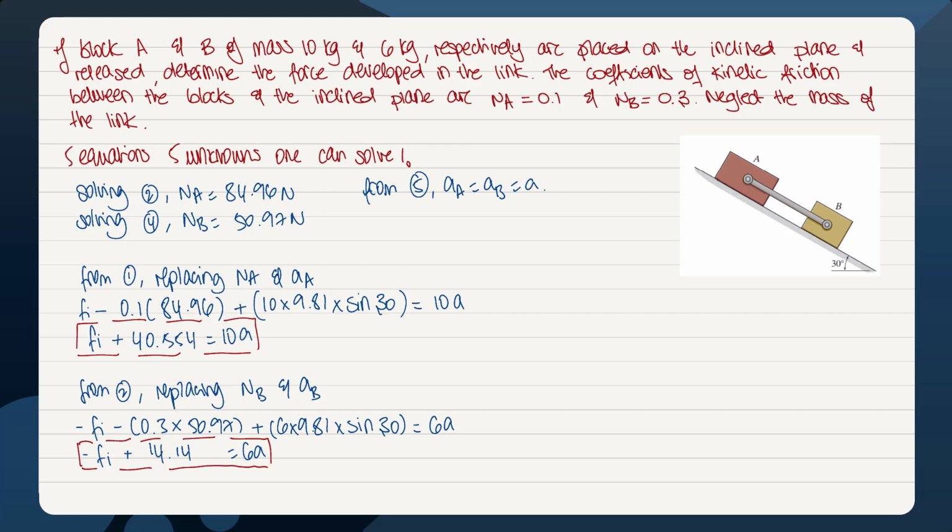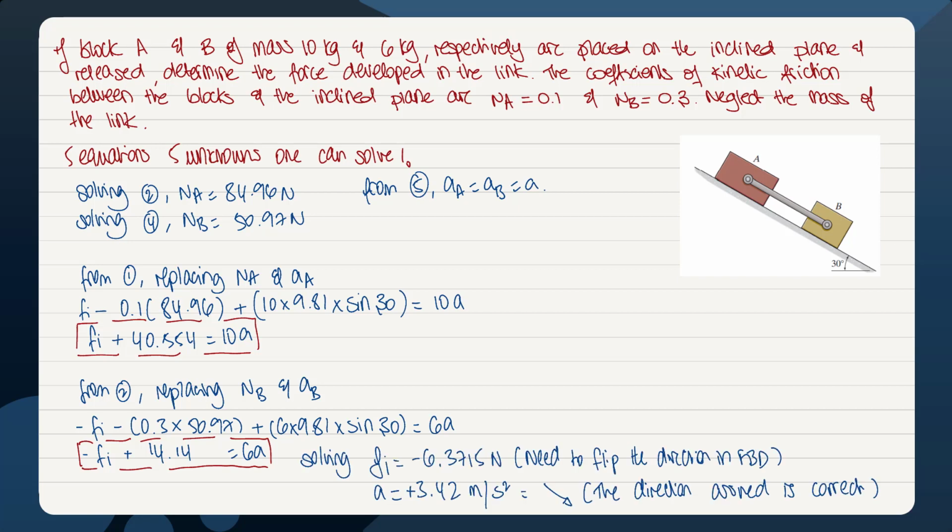We can solve for Fi and a, and we'll end up with Fi equals minus 6.3715 Newton, and a is equal to positive 3.42 meter per second squared. Now a note about the signs we got for Fi and a. Since Fi is negative, we need to flip the direction in the free body diagrams. So for A, we have assumed Fi to be towards the right, it should be towards the left. And for B, we have assumed Fi to be towards the left, it should be towards the right. Now concerning a, since it's a positive value, we know that the direction assumed is correct. So A will move towards the right.